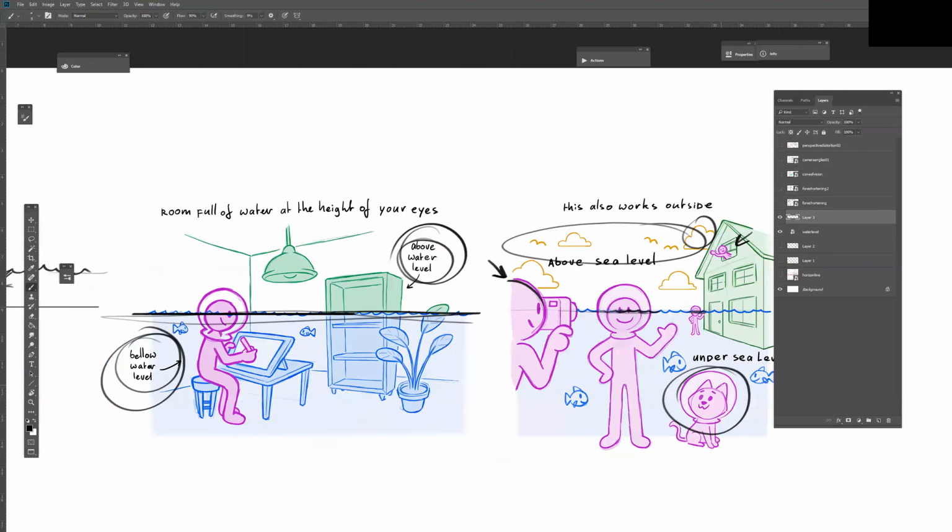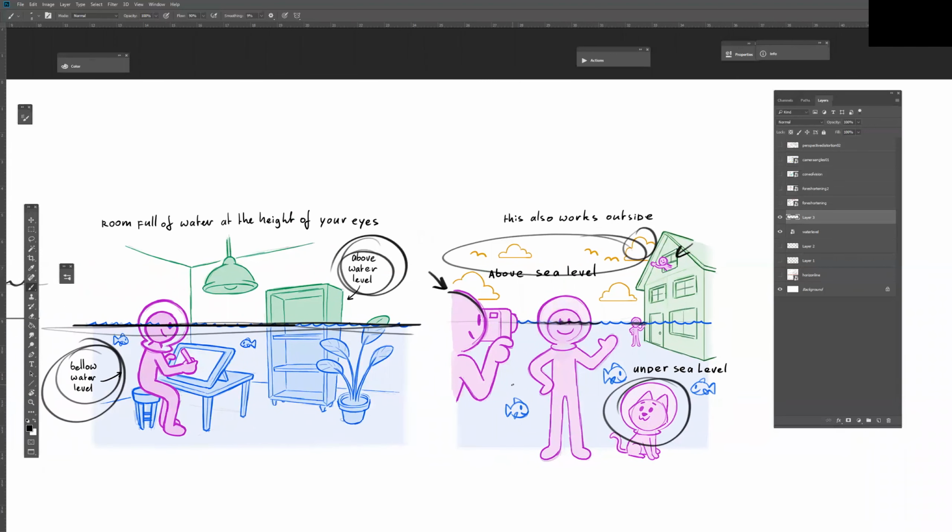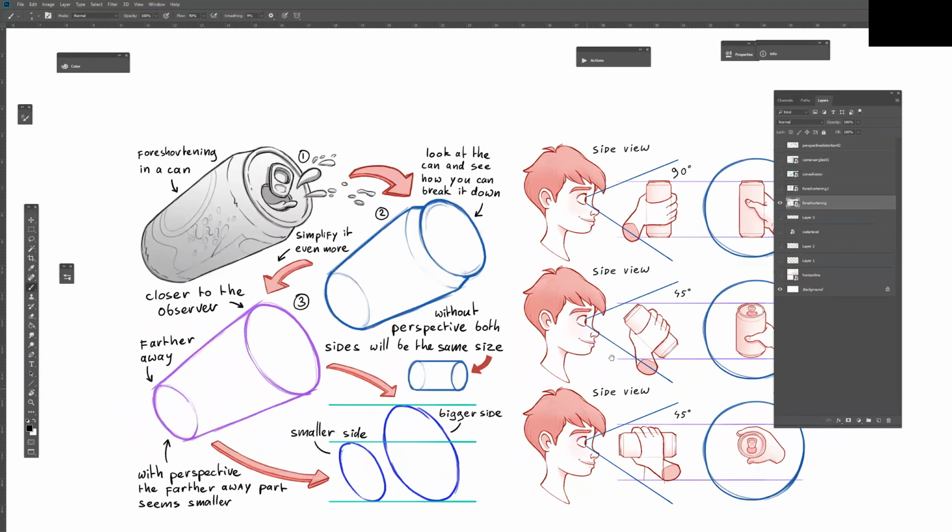So I hope that can help a bit with better understanding. It's not really necessary for drawing perspective, so don't worry if you don't get it right away, but let this sink in a bit more, and let's continue with those lessons.